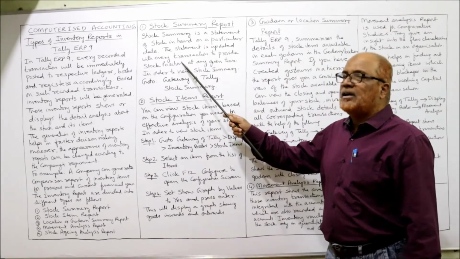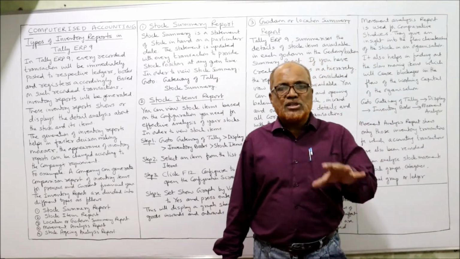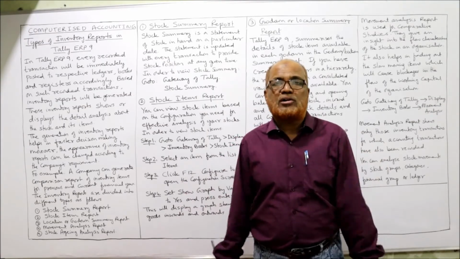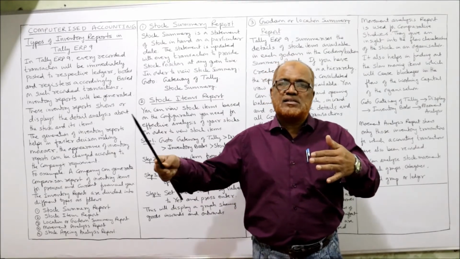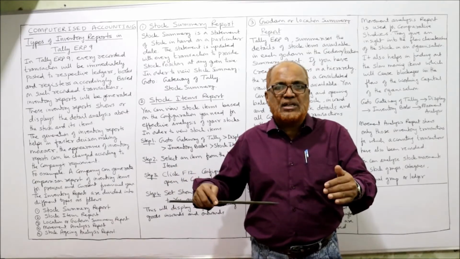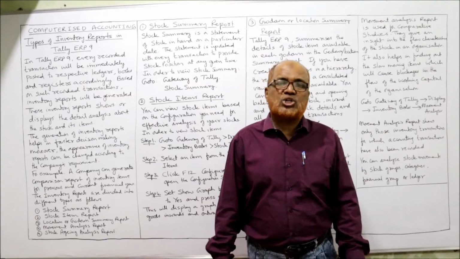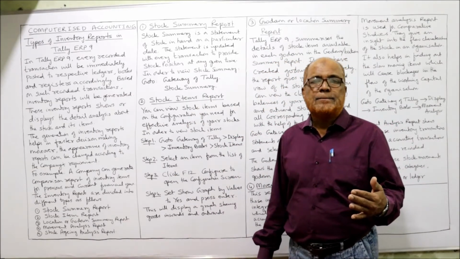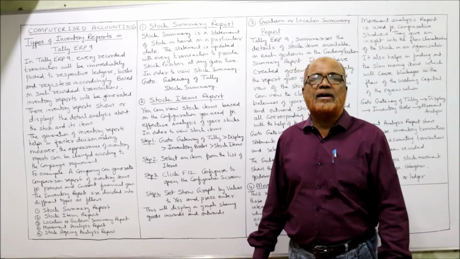This statement is updated with every transaction to provide the stock position at any given time. So this stock summary report will be updated with every stock transaction. Every day so many stock transactions will take place, inward stock and outward stock. That means stock will be received and stock will be issued. With every stock transaction, this stock summary report will get updated. That's why at any moment of time, at any date, we can find out the stock position.